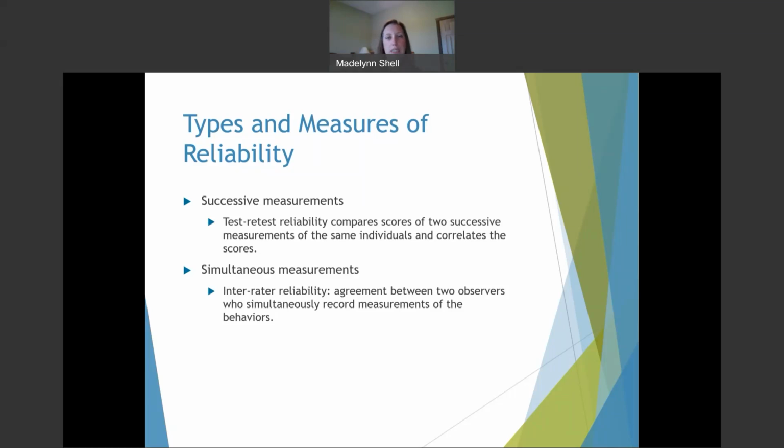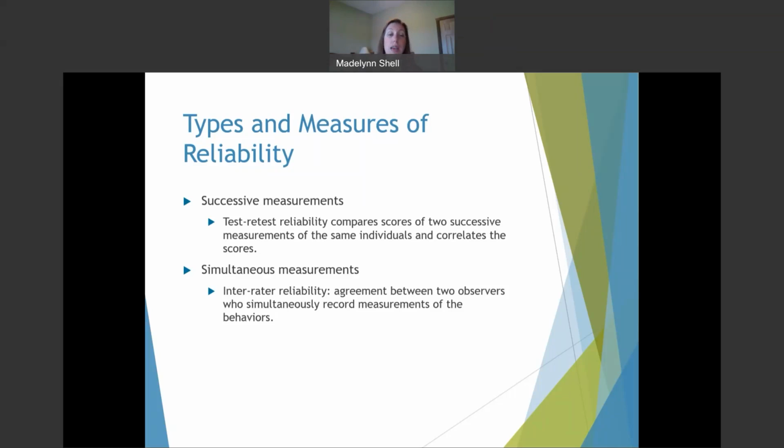So we don't necessarily expect each individual to have exactly the same score, but we expect that if you're in the top 10% of an IQ test the first time you take it, you should also be in the top 10% the second time you take it. And so generally to assess this, we'll compute a correlation coefficient between individuals' 2 scores. A high correlation indicates high reliability.